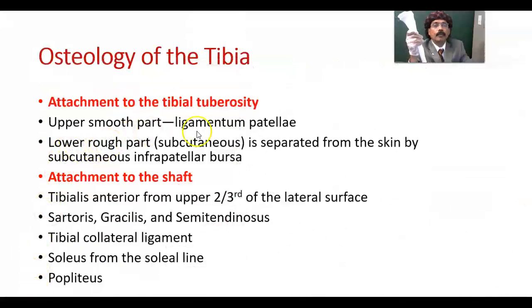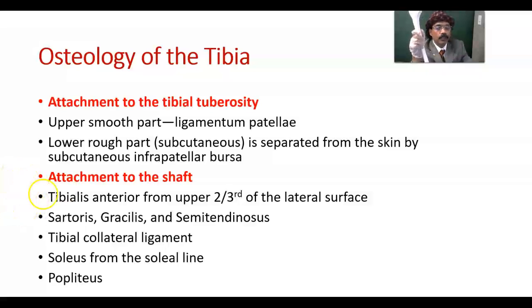Attachment to the tibial tuberosity: the upper smooth part receives the ligamentum patellae; the lower rough part is subcutaneous, separated from the skin by the subcutaneous infrapatellar bursa. Attachment to the shaft: tibialis anterior arises from the upper two thirds of the lateral surface. This is the lateral surface; this is the medial surface.